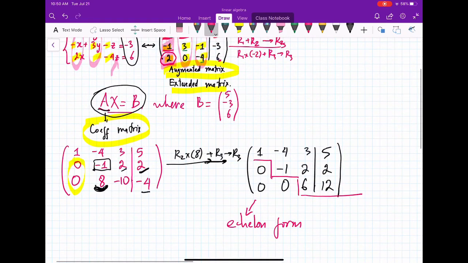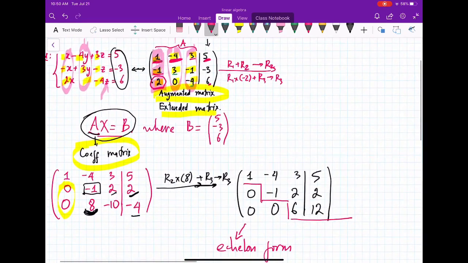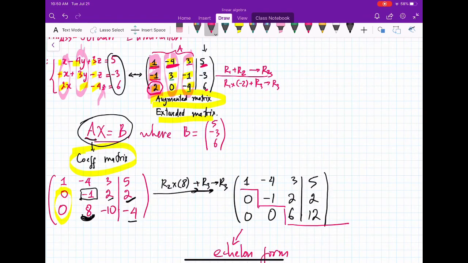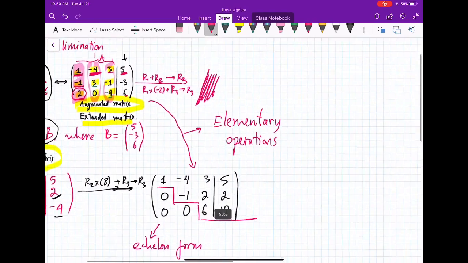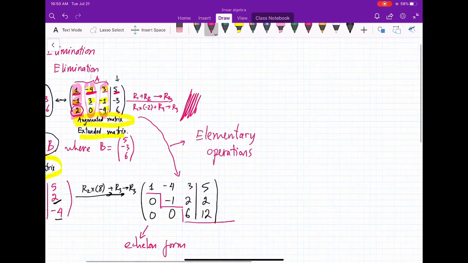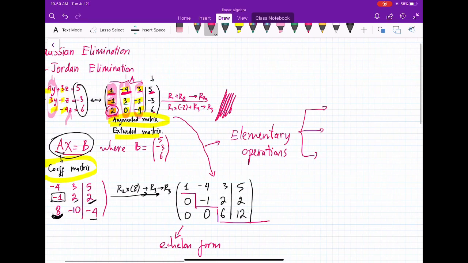If you start from the very first matrix right here, you use some operations we call elementary operations, and finally you get the echelon form of that. So of course, this form is much simpler than the original one, right? Okay, let's talk about these elementary operations. What did you do? You do some operation like this.